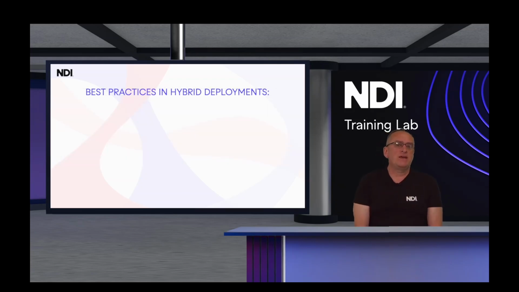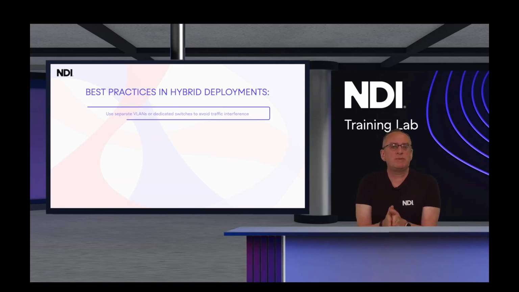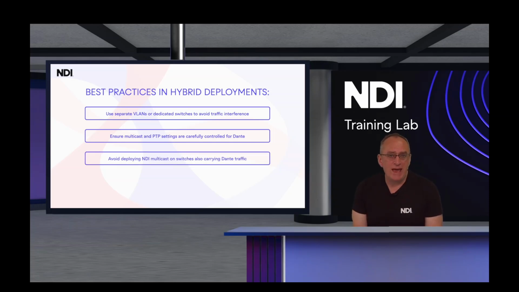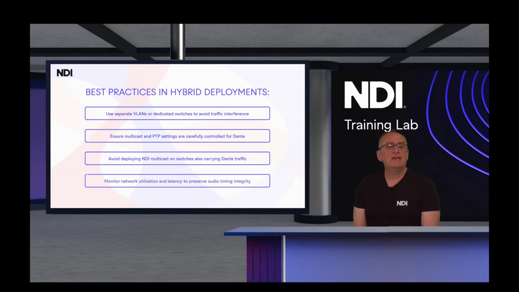Now, when it comes to best practices in hybrid deployments, when deploying both Dante and NDI in the same facility, make sure to use separate VLANs or dedicated switches to avoid traffic interference. Make sure that multicast and PTP settings are carefully controlled for Dante, and avoid deploying NDI multicast on switches also carrying Dante traffic. Make sure to monitor network utilization and latency to preserve audio timing integrity.